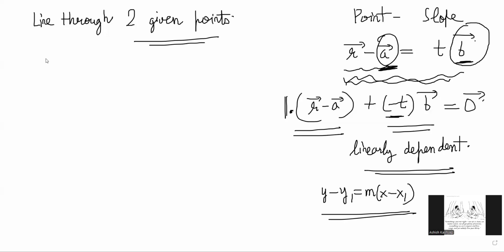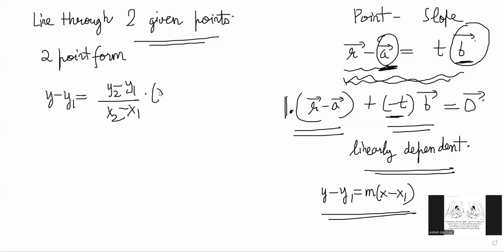Now what I want is the 2-point form. In 2D geometry, the 2-point form was: y minus y1 is equal to y2 minus y1 by x2 minus x1, multiplied by x minus x1, right? Here the slope was obtained from the 2 known points, and then we write the same equation.